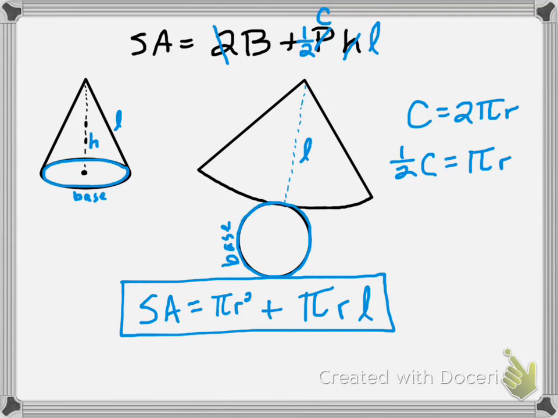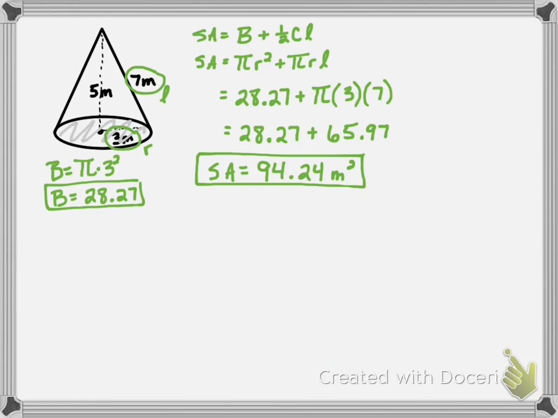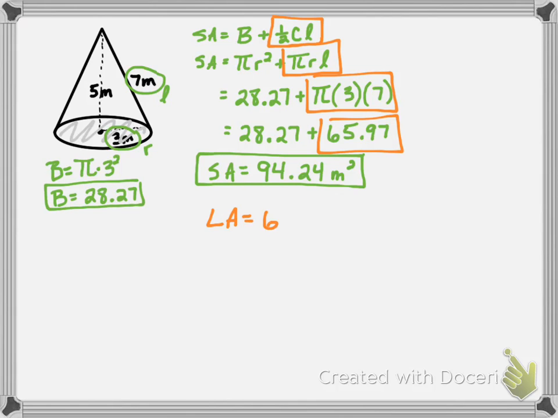Same idea for a cone. Since the first piece is the base, you would leave that part off for lateral area, and you would just get that the lateral area of a cone is pi times radius times slant height. So let's look at the example, and you see that it would just be this second piece. So the lateral area would just be 65.97 meters squared.